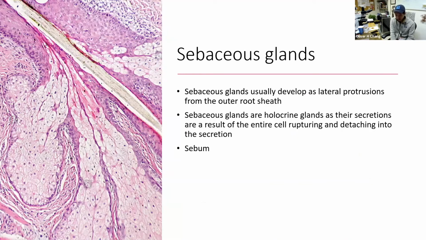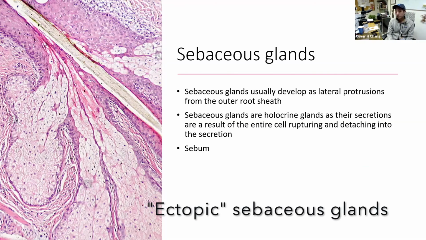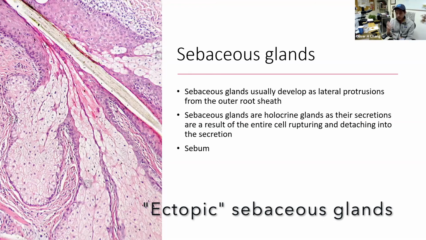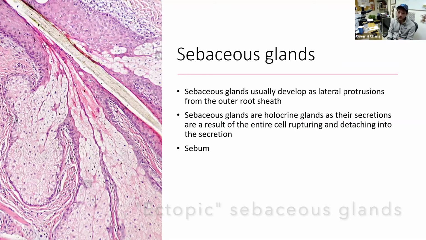Sebaceous glands will develop off the lateral aspect of hair follicles. There are exceptions to this. There are certain areas in the body where they can exit directly onto the skin surface, like eyelids, lips, some areas in the face, nipples, labia. Sebum is something that contributes to waterproofing skin, prevention of water loss, and it inhibits microorganism growth.